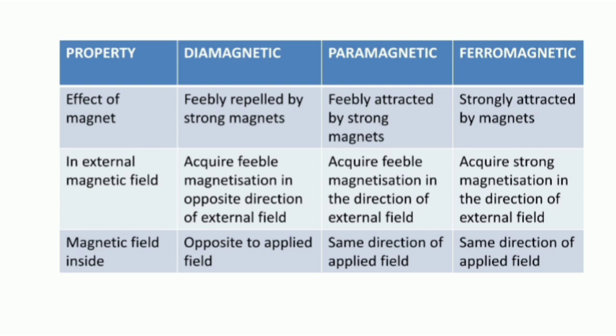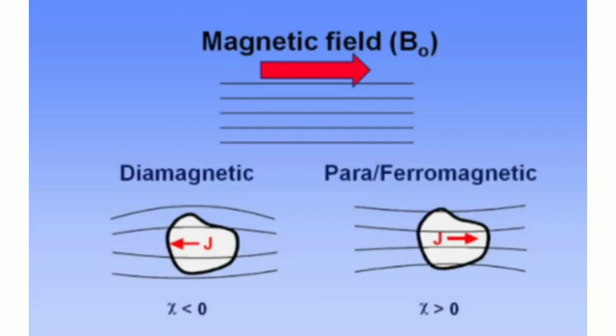Now, the magnetic field developed inside the material will be, in the diamagnetic, opposite to the applied field, in paramagnetic in the same direction of the applied field, and in the ferromagnetic it will be in the same direction of the applied field. Now, the magnetic field developed inside this material is shown in terms of magnetic field lines here. First diagram for diamagnetic and the second diagram for paramagnetic and ferromagnetic material.